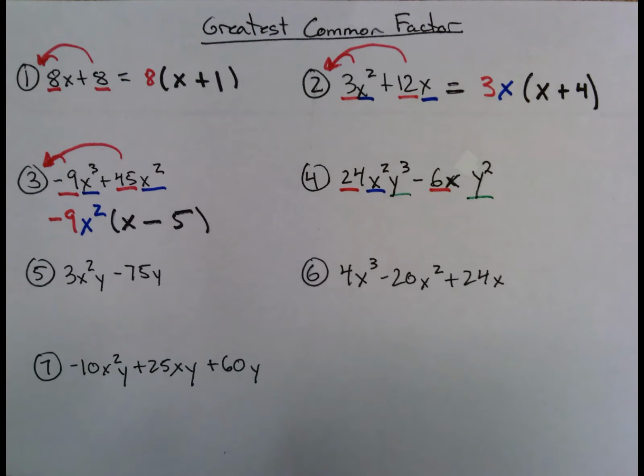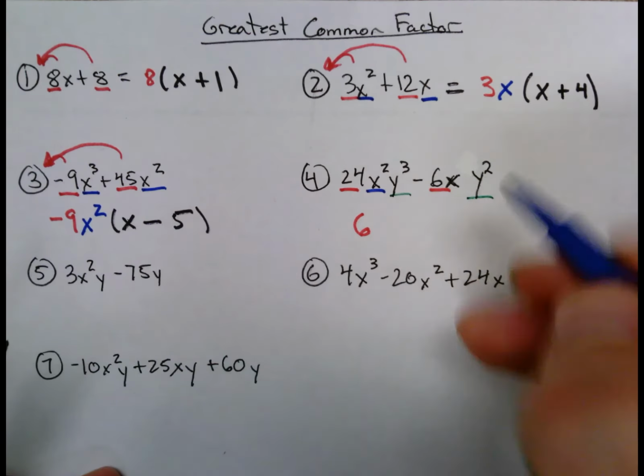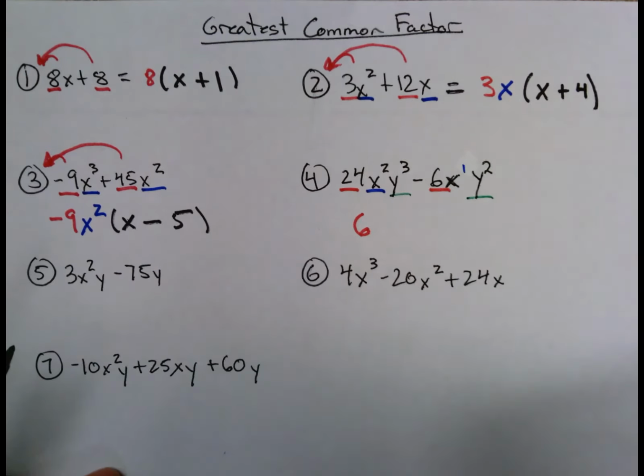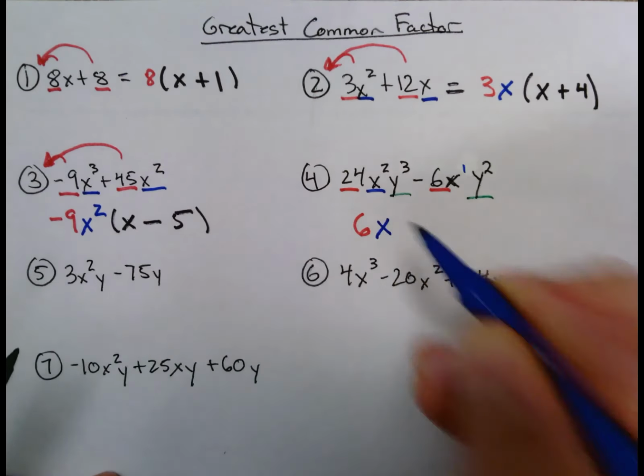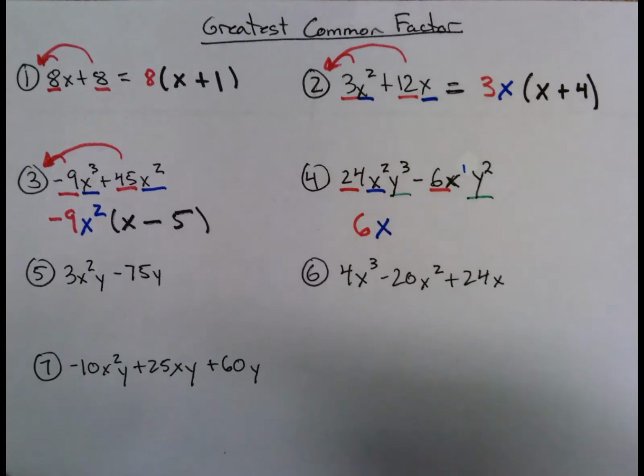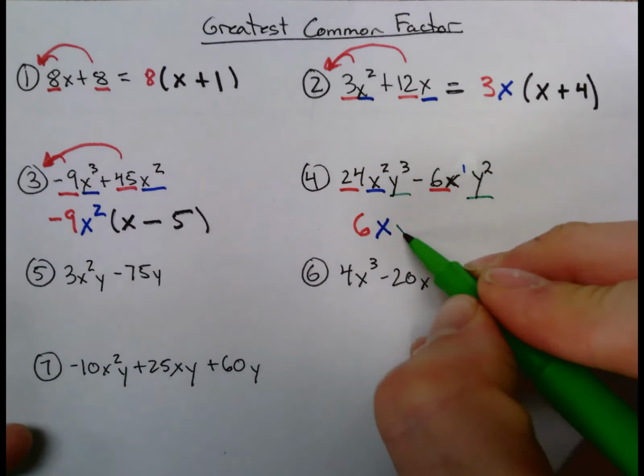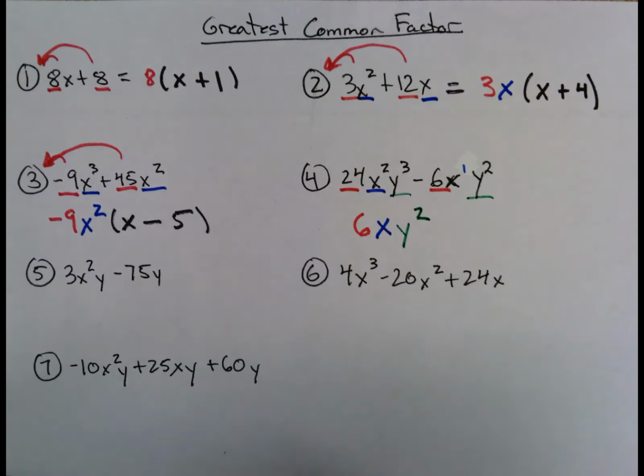So if I take one at a time, it looks like I can pull a 6 out of this. So I have a 6 out front, because 6 comes out of 24 and 6. And for the x's, I've got x squared, but only x to the 1 here. And so that means I can only pull a 1x out. And then I have y cubed and y squared, so I can pull a y squared out of that.